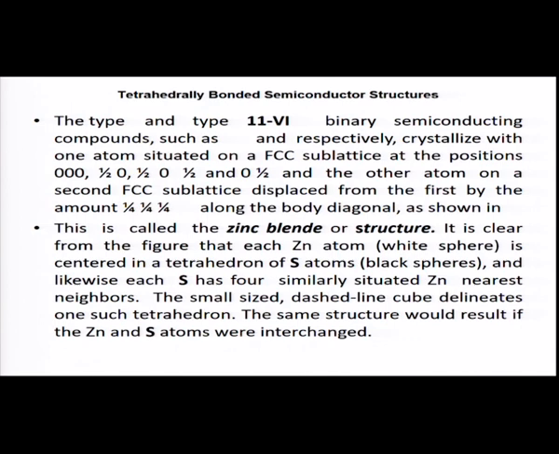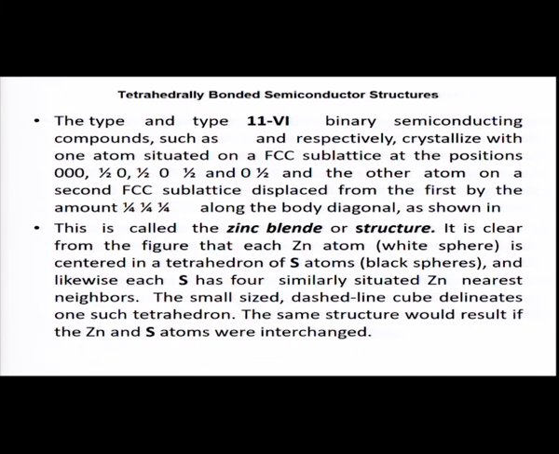The type 2-6 binary semiconducting compounds crystallize with one atom situated on an FCC sublattice, and the other on an FCC sublattice displaced from the first by the amount 1/4, 1/4, 1/4 along the body diagonal, as shown in the figure. Such a kind of structure is called the zinc blende structure.